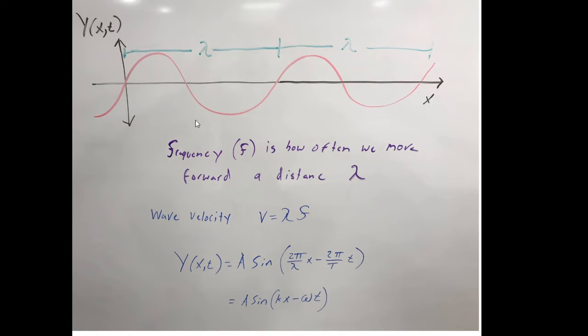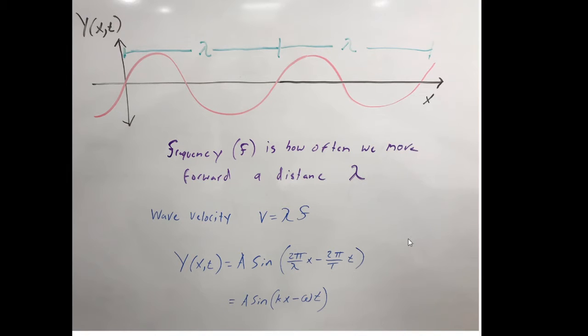So by definition, frequency is how often we move forward a distance lambda, which is just our wavelength. And what we see is, if we multiply lambda and our frequency together, well, lambda is just a measurement of meters, and frequency is per seconds, 1 over seconds. So when we multiply these two things together, we get velocity, which should make sense, because all it's saying is how long it takes this first wavelength to move over into the position of the second wavelength, which would just be a distance over some amount of time, which is our velocity.